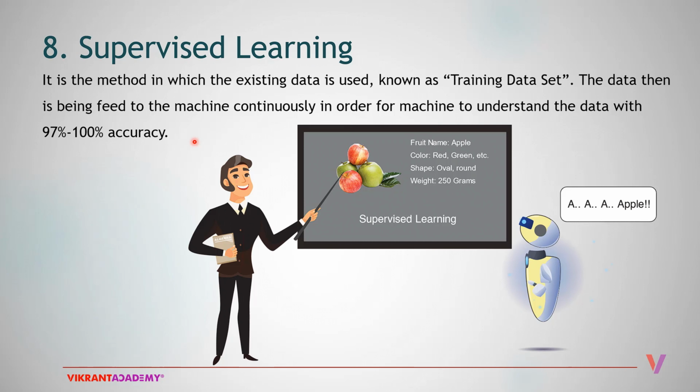Let's say we have a machine here, and in supervised learning we are trying to teach the machine how an apple looks. For example, if the apple is red, it is matured and ready to eat, and if it's green, then it's not ripened yet. So by inputting a lot of data, by feeding a lot of data into the computer, this is called supervised learning.